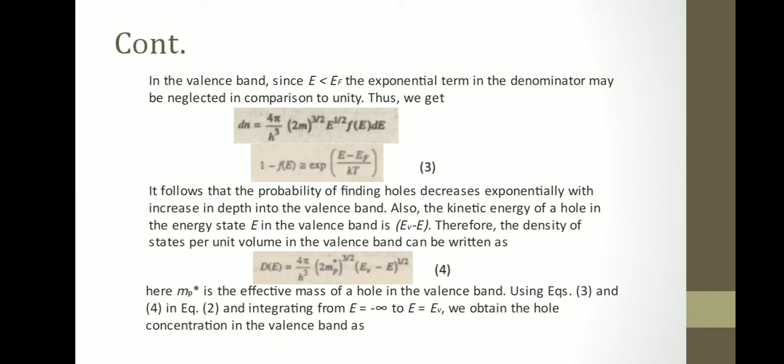Using equation number 3 and equation number 4 in equation 2, and integrating from E equal to minus infinity to E equal to EV, we obtain the hole concentration in the valence band as P is equal to 4 pi by h cube into (2 mp) raised to power 3 by 2, integral from minus infinity to EV, (EV minus E) to the power 1 by 2, exponent of (E minus EF) by KT dE.